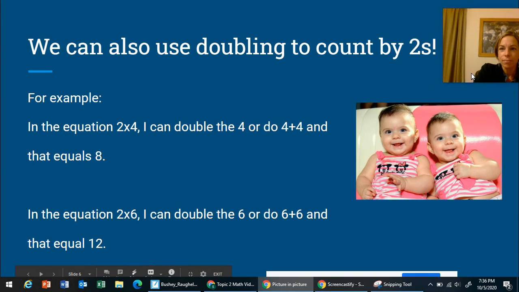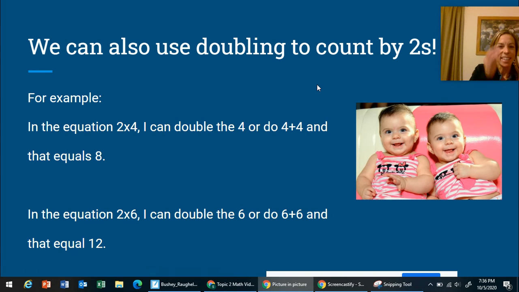So I love the little twin picture here. So another way that you can count by 2s or solve multiplication equations with 2 is doubling. That's why I put the cute picture of the twins there. So for example, in the equation 2 times 4, I can double the 4 or do 4 plus 4, and that equals 8. In the equation 2 times 6, I can double the 6 or do 6 plus 6, and that equals 12. Pretty easy.